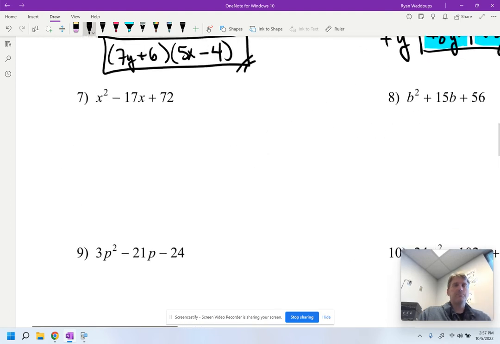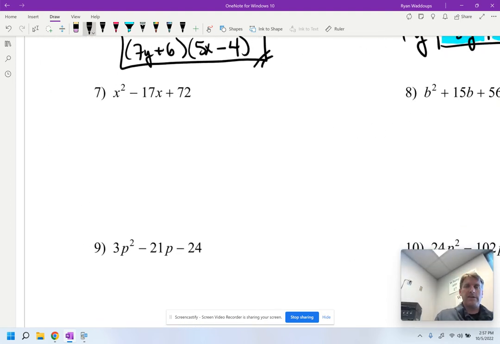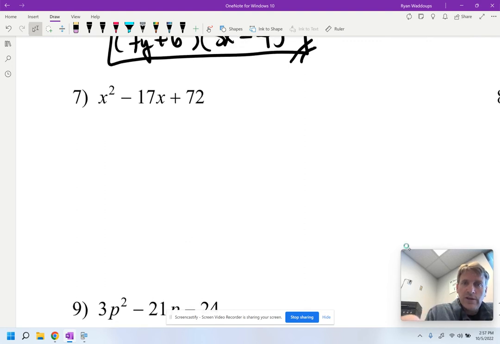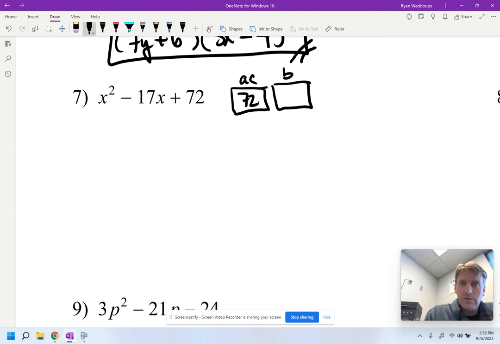Number 7, x squared minus 17x plus 72. Here, I'm going to do this a little bit differently because it's a trinomial. So my AC value is 72, and my B value is negative 17. And I'm going to go through all the factors. Because it's positive, either both of the numbers are positive or both of the factors are negative, but because b is negative, that means both numbers are going to be negative. So I'm going to put -1 times -70, and that would give me -71.